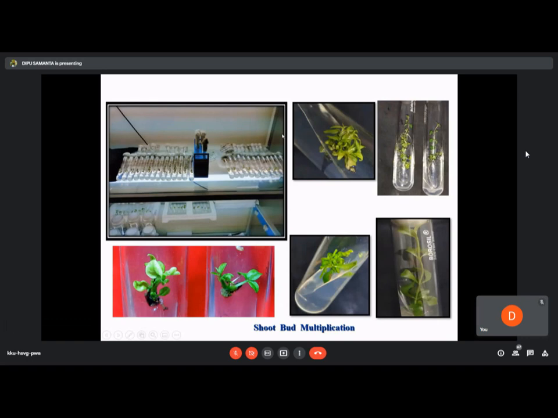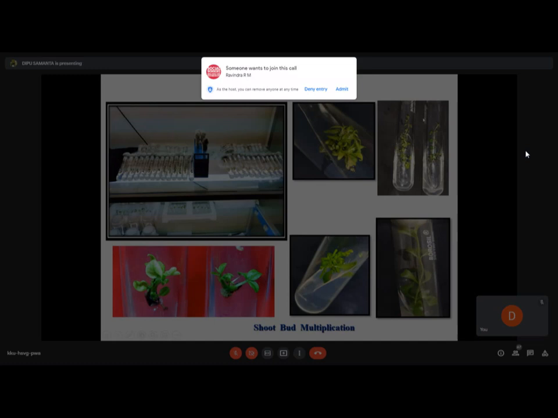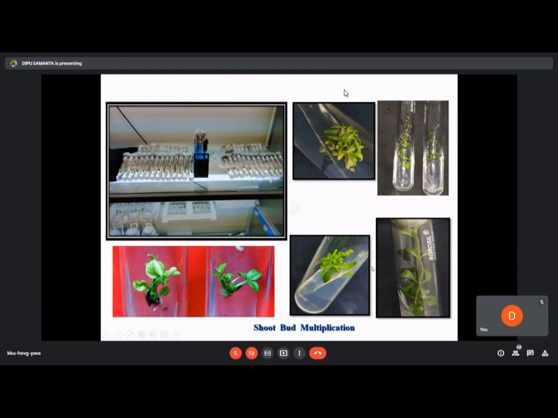So many multiplications are there, and this is the Lawsonia inermis plant. This is the Mentha plant. This is the Bacopa plant, and this is the glycyrrhiza plant.